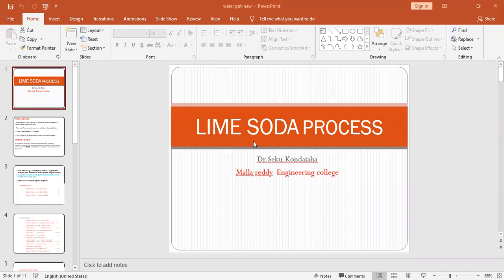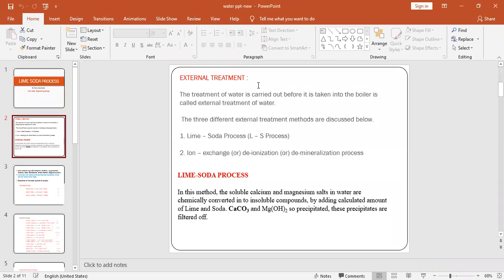In this presentation, I'm going to explain the lime soda process. Before entering into the topic, I would like to explain external treatment of water. External treatment of water is carried out before it is taken into the boiler. It is done by three processes: lime soda process, ion exchange, or deionization or demineralization process.